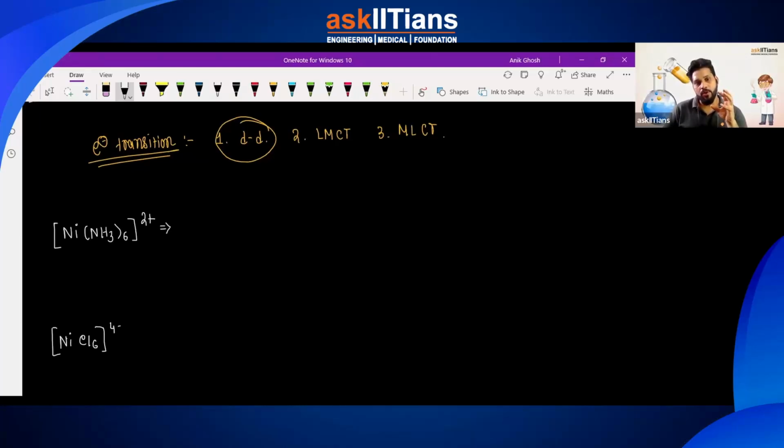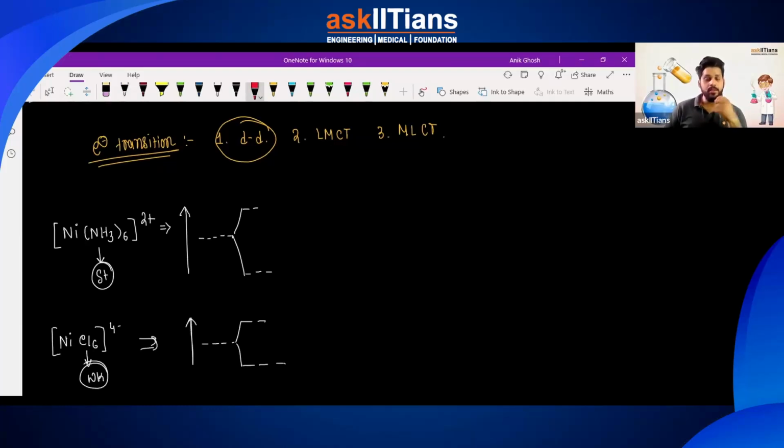So guys, NH3 is a strong field ligand and Cl is a weak field, correct? When you have a strong field ligand, you would be having greater splitting. The splitting would be high. Whereas for the weak field ligand, the splitting would be low, correct? Now guys, what is showing color? When the electron is transitioning from T2G to EG, that is when you see a color. That is when they absorb the energy, and that is when you see the color. So now guys, for strong field ligand, the delta E or the energy gap is high.